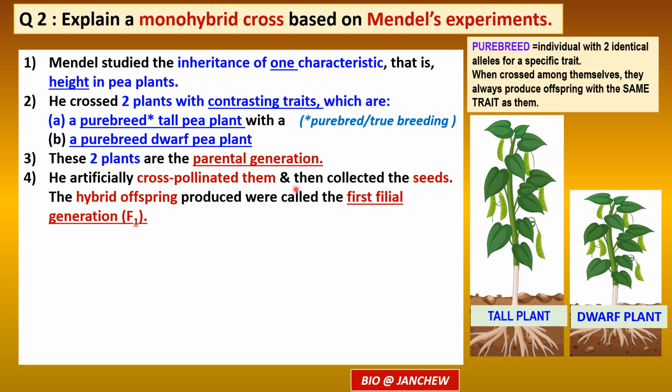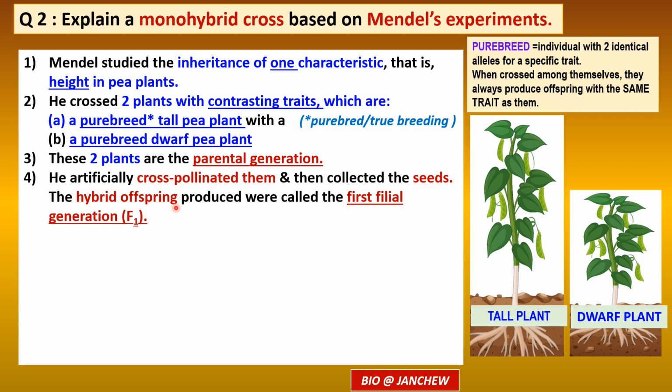collected the seeds. Cross-pollinated means that he took the pollen from one of the plants. For example, he can take it from the dwarf pea plant and then put it on the stigma of the flower of the tall pea plant. So fertilization will occur where gametes from the dwarf pea plant will fuse with the gametes from the tall pea plant. And then seeds are produced, and then he planted the seeds and found out how the hybrid offspring looked.